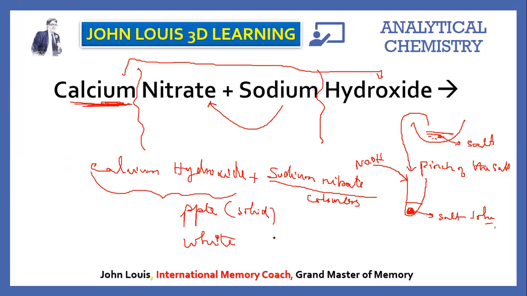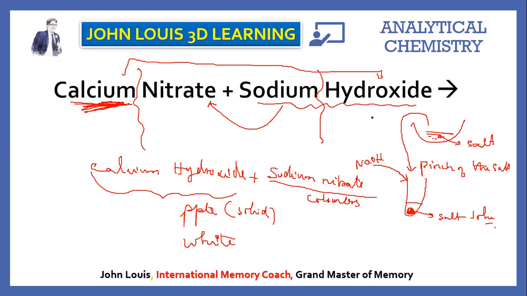How is that calcium hydroxide formed? Because that salt contains calcium positive ion. If calcium is not present, calcium hydroxide would not have formed. Am I right? If calcium hydroxide is not formed, white precipitate would not have formed. From the white precipitate, what we understand? We understand the positive ion present in the salt is calcium. Is it clear?